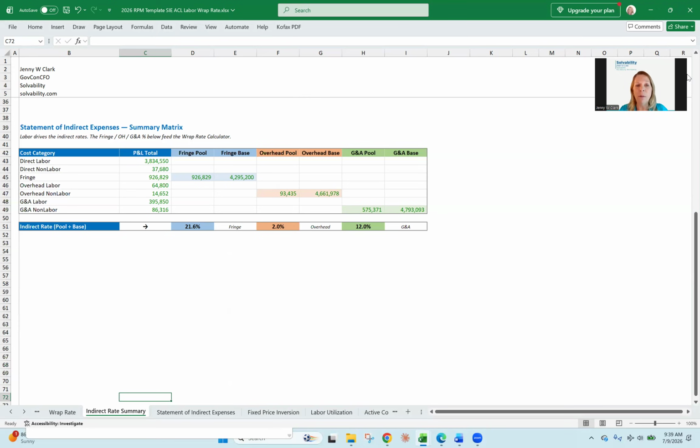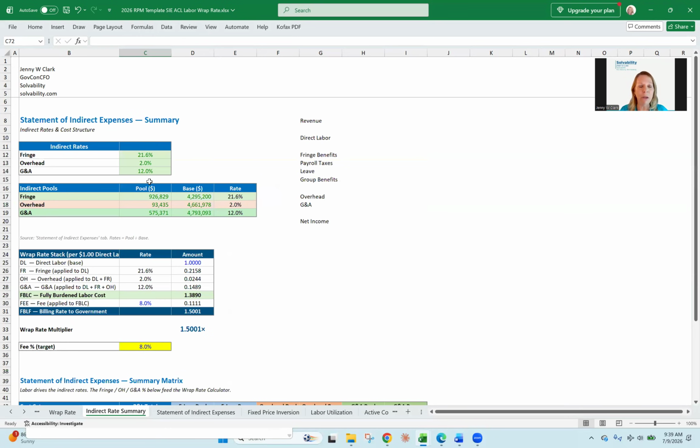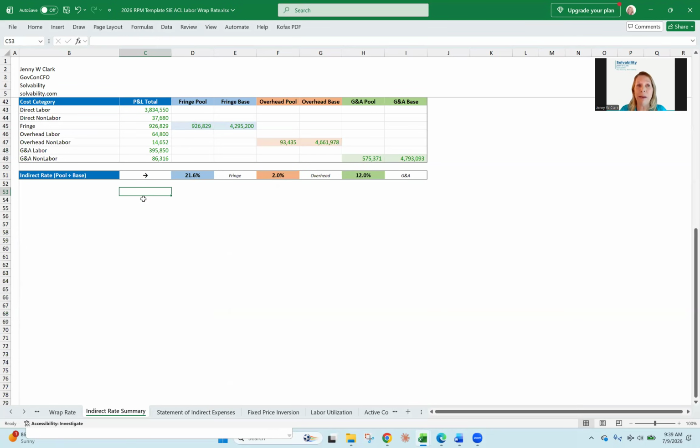So what I'm doing here is I showed you these rates, but I didn't show exactly how they got calculated. Down here, what I'm showing you is off of an income statement, how they do get calculated. This 929,000 is our fringe benefits over the fringe base, and that's going to turn out to be, what did I say? Direct labor, overhead labor, G&A labor. It's coming out to 21.6%.